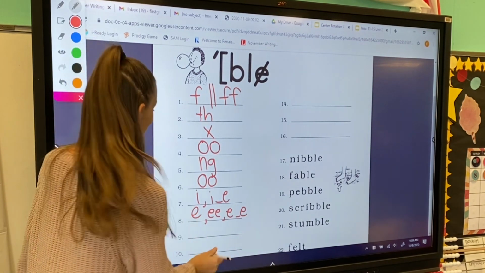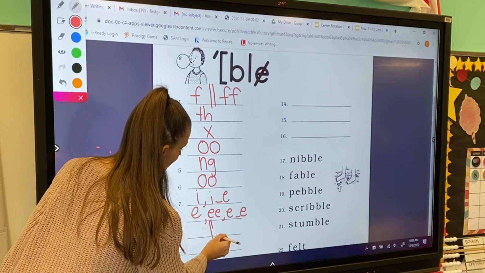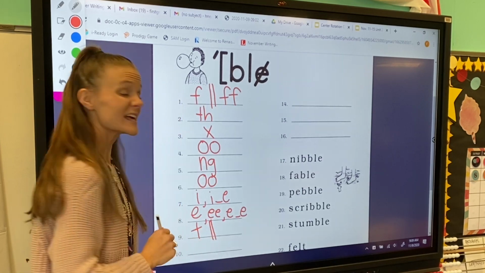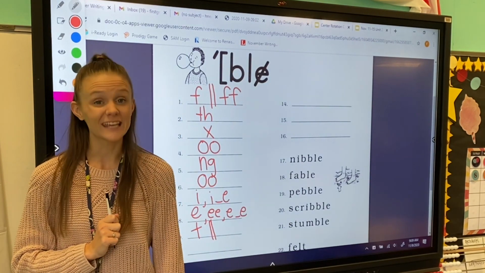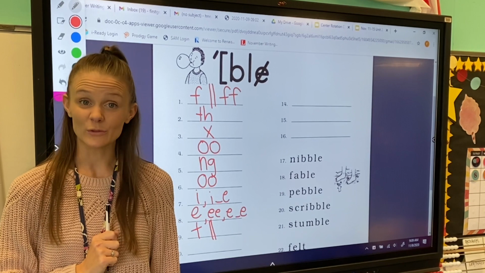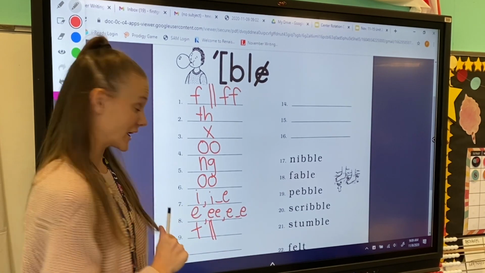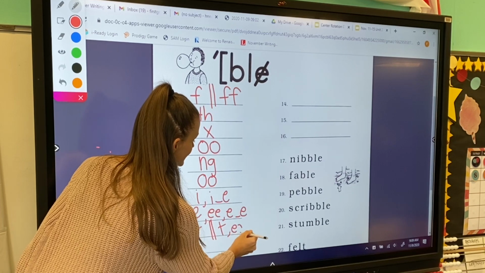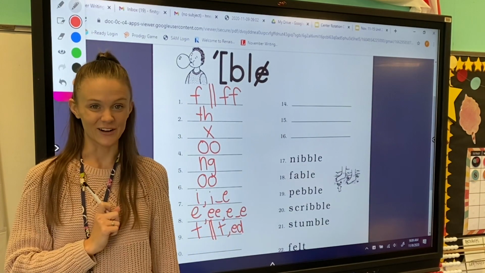So for this one, I'm going to divide my line up again. And at the beginning, I'm going to write letter T. Because letter T makes T in the beginning of a word. And we've also learned that at the end of a word, letter T can make T. And the digraph E-D can make the T sound.